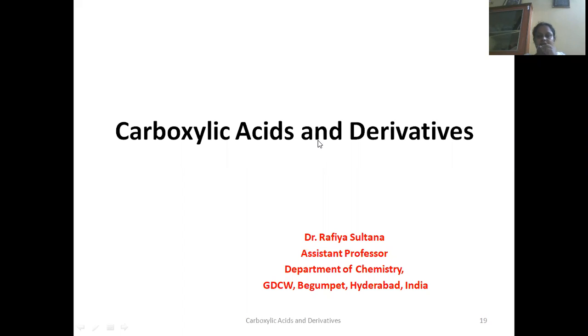In the last class, we have seen the physical properties, that is dimer formation of cyclic dimer association, hydrogen bonding, the difference in boiling point between alcohols and carboxylic acids, and also we have seen the acidic strengths of various carboxylic acids when there are different substituents, and also the relative acidity difference between aromatic and aliphatic carboxylic acids, and also we have compared with phenols also.